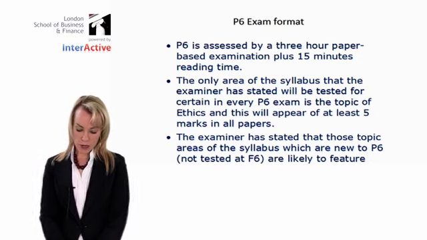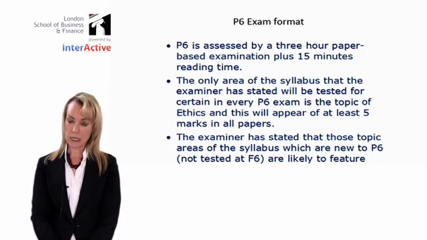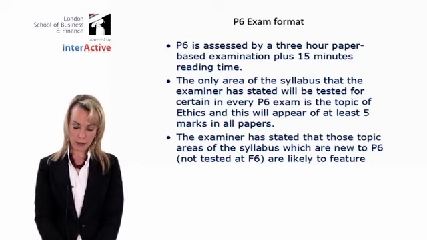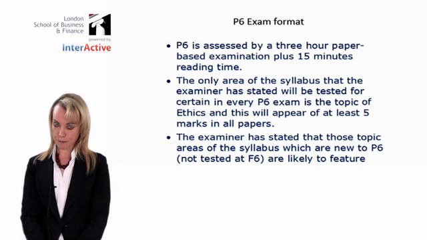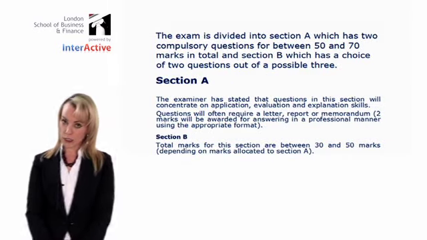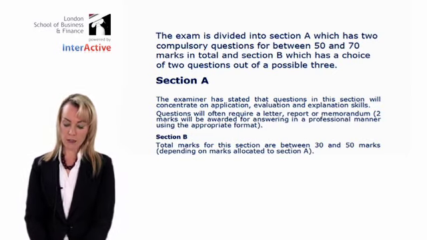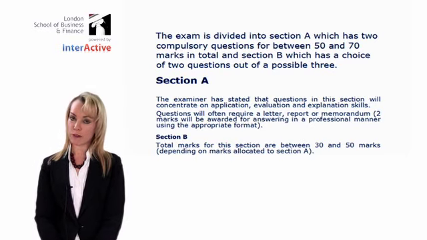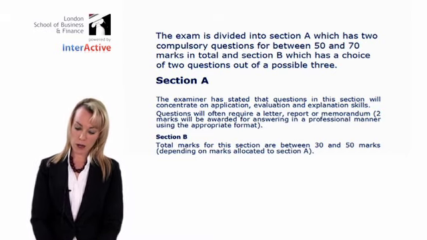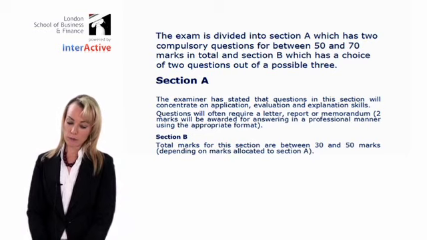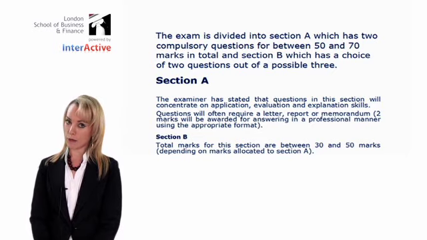Possibly one other useful bit of information that we've got is that the areas of the syllabus which are new to P6, meaning they're not tested at F6, are likely to feature more frequently in the P6 exam. The exam is divided into 2 sections, Section A, and that has 2 compulsory questions in it, and the total marks for Section A will be between 50 and 70 marks. These questions, going by past experience, are going to be large questions, and they are unstructured in their style. Open-ended, the examiner describes them as.